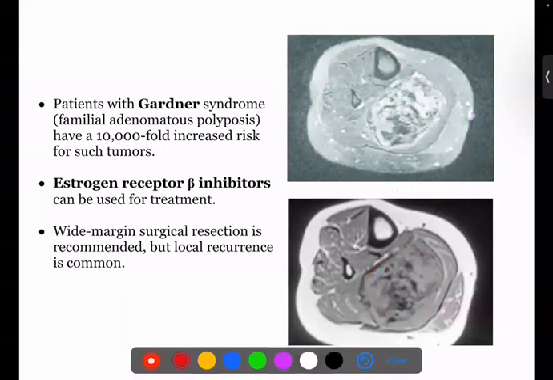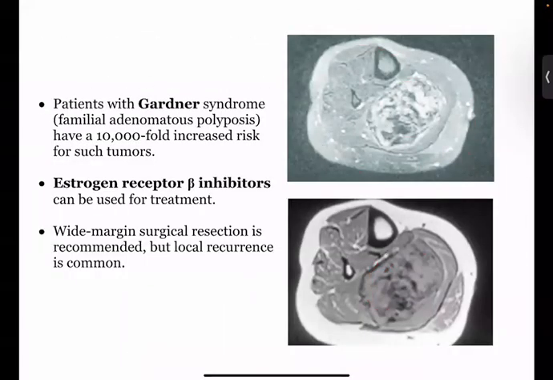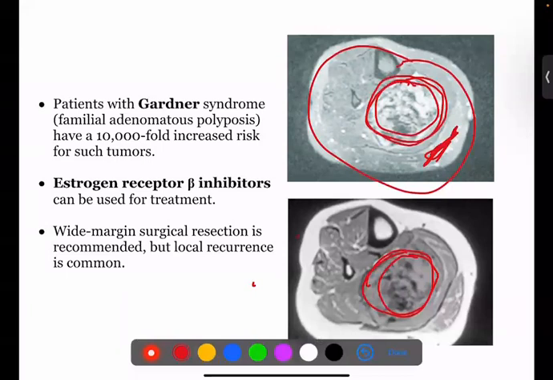Okay, so let's go back. Sorry, I confused you. On T1, fat is bright. As the rule says that tumors are low on T1. On T2, H2O is bright. And the rule says that on T2, the tumors are bright.